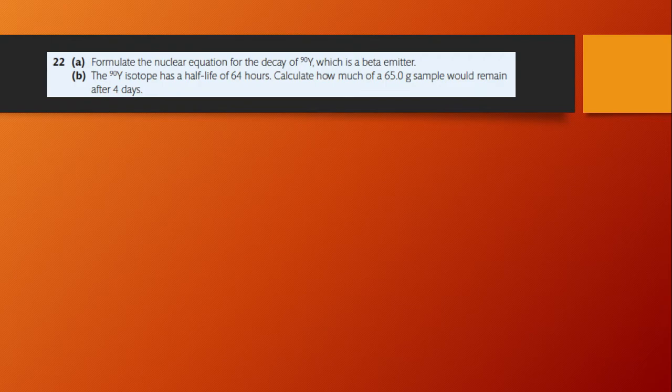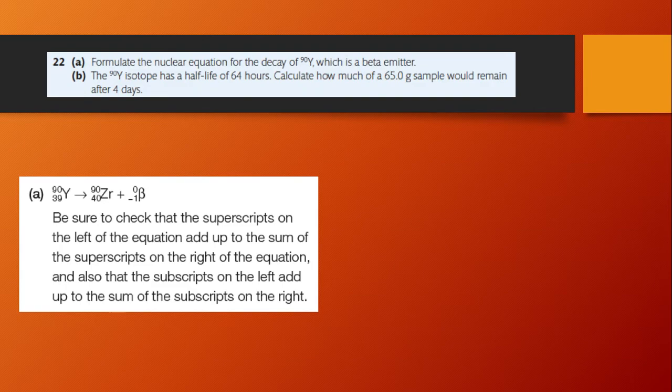Okay, let's try this one. Number 22A. Formulate the nuclear equation for the decay of yttrium-90, which is a beta emitter. Yttrium has an atomic number of 39 on the periodic table. Beta means you're going to have your 0, -1, β for beta. When you put that in, you will see that yttrium has changed into zirconium because the atomic number has increased by 1.